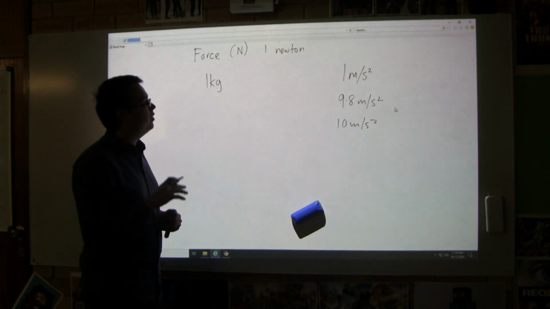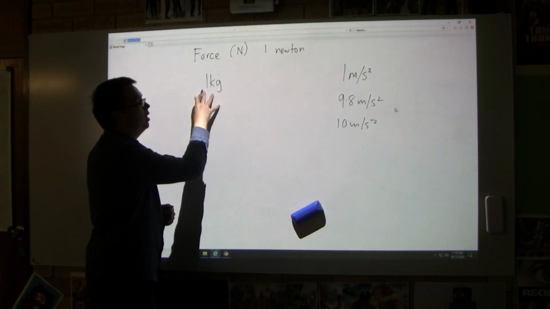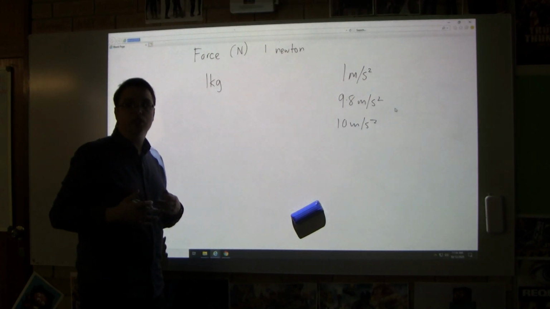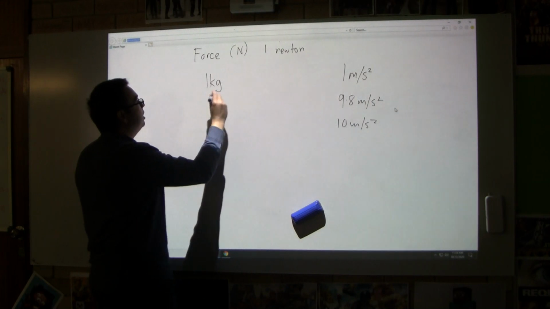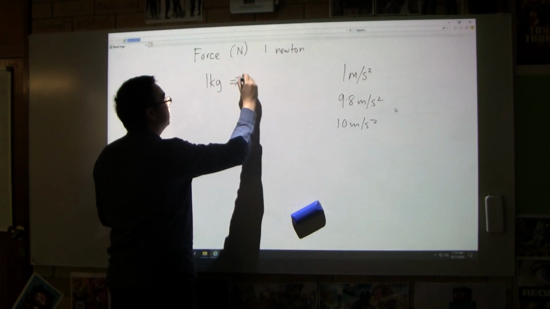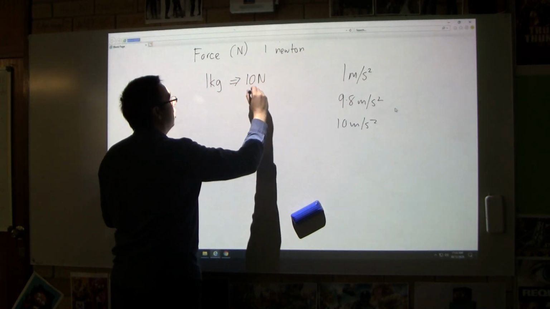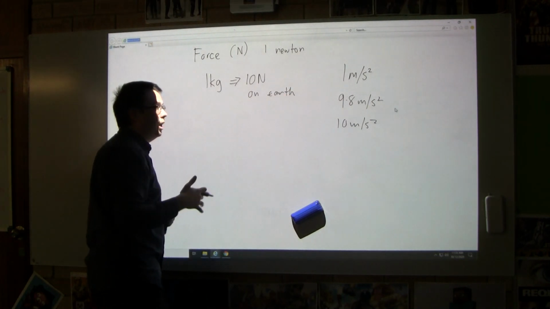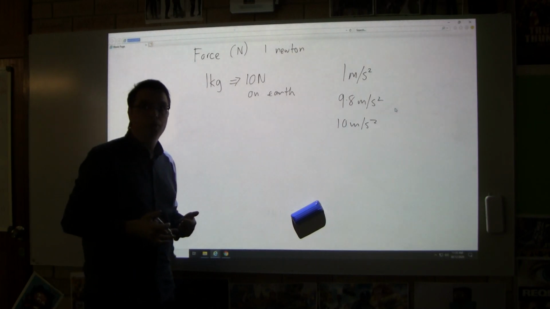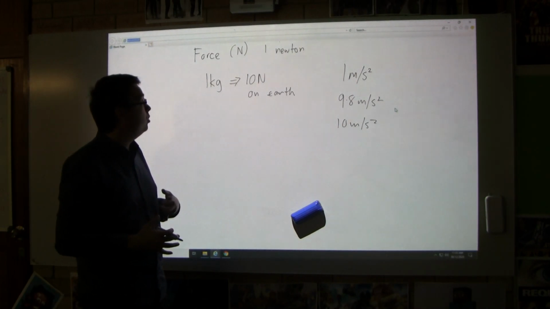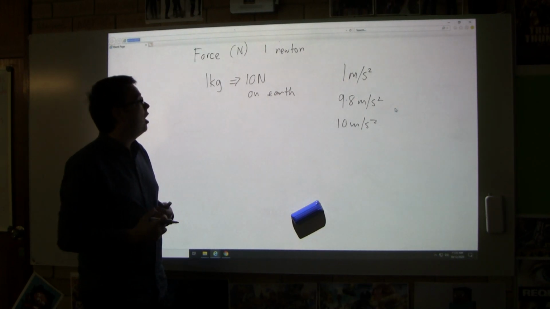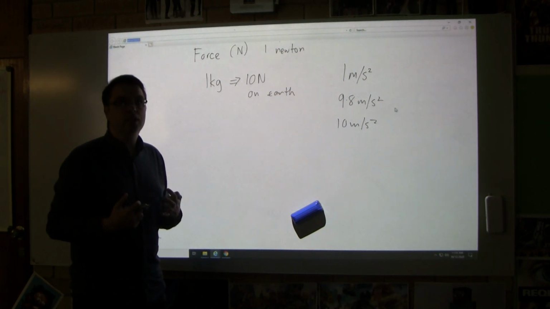So the idea is if I have an object that's 1 kilogram on Earth, if it's just sitting on a chair, the force that it exerts on the chair is going to be 10 newtons on Earth. It would be less, like 1.6 on the moon, right? So that's the number of newtons. That's covering a lot of content that we do at the start of the course, but that's what we really need to establish to start off with.